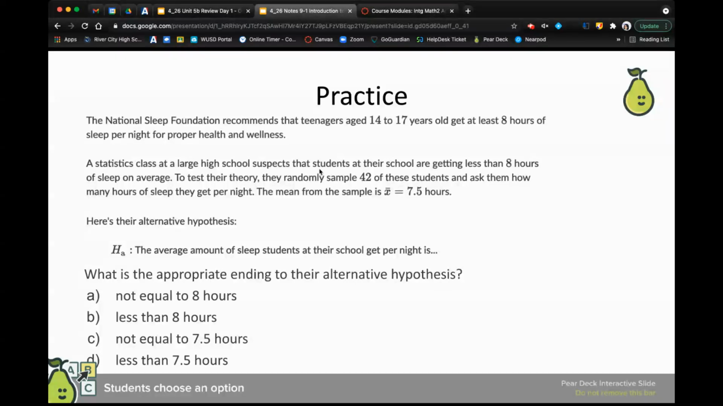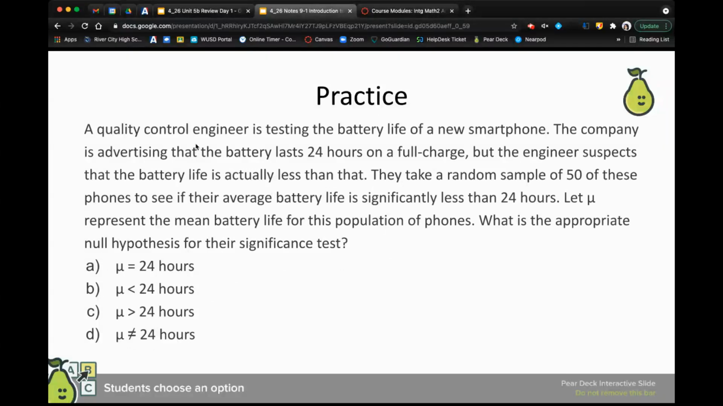So we're looking for keywords here. Well, they suspect that students at their school are getting less than 8 hours. So this one should be less than 8 hours. Remember, in both our null and alternative hypothesis, we should be using the parameter, not the statistic, which is why we're using 8 and not 7.5. 7.5 is our statistic.